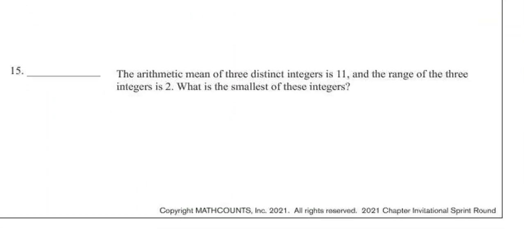The arithmetic mean, just normal mean, of 3 distinct integers is 11. The range of the 3 numbers is 2. So that means the numbers have to be 10, 11, and 12, because it's the only way to have 3 numbers with a range of 2 with an average of 11. So what is the smallest of these numbers? 10.